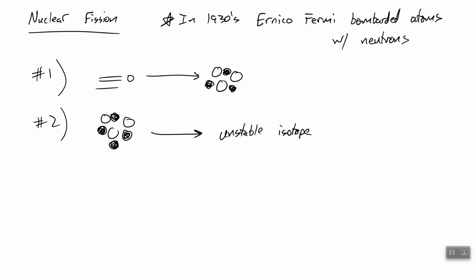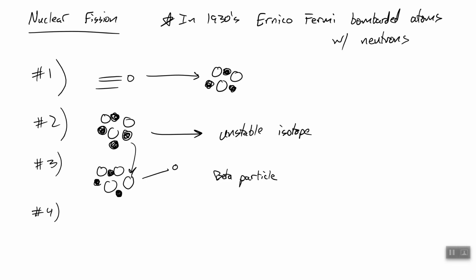Because it's unstable, it's going to decay, right? So here again are our protons, here's our neutrons. Our excess neutron right here then is going to decay with a beta particle, which means it emits an electron and leaves a proton. And so we've now caused beta emission by hitting something with a neutron. And so we're going to repeat this until we reach uranium.